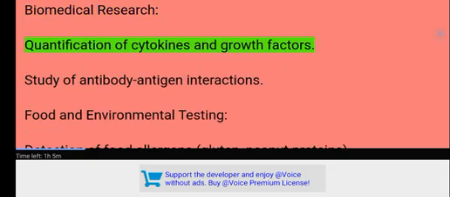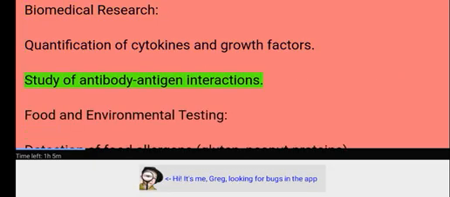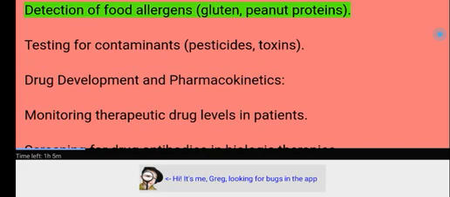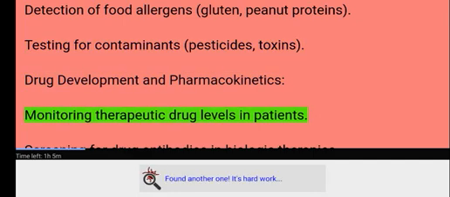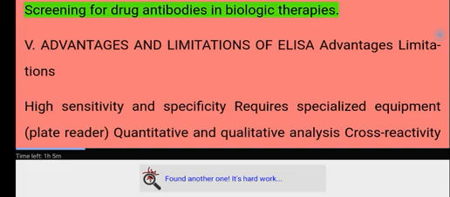Biomedical research: quantification of cytokines and growth factors. Study of antibody-antigen interactions. Food and environmental testing: detection of food allergens, gluten, peanut proteins. Testing for contaminants, pesticides, toxins. Drug development and pharmacokinetics: monitoring therapeutic drug levels in patients. Screening for drug antibodies in biologic therapies.